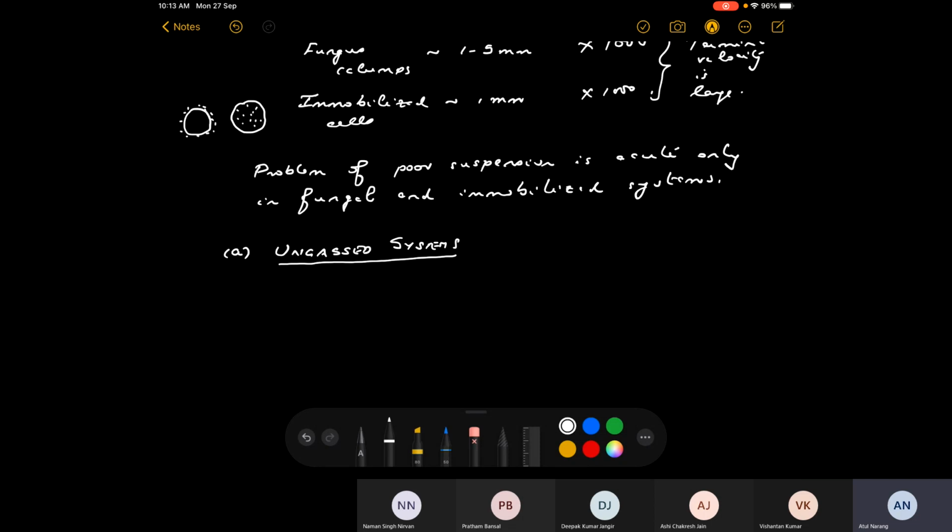And all these theories have been developed essentially by people in the oil industry. And the biochemical engineers basically just came and applied them to their own system. So this particular correlation was originally developed by a guy called Zwietering.